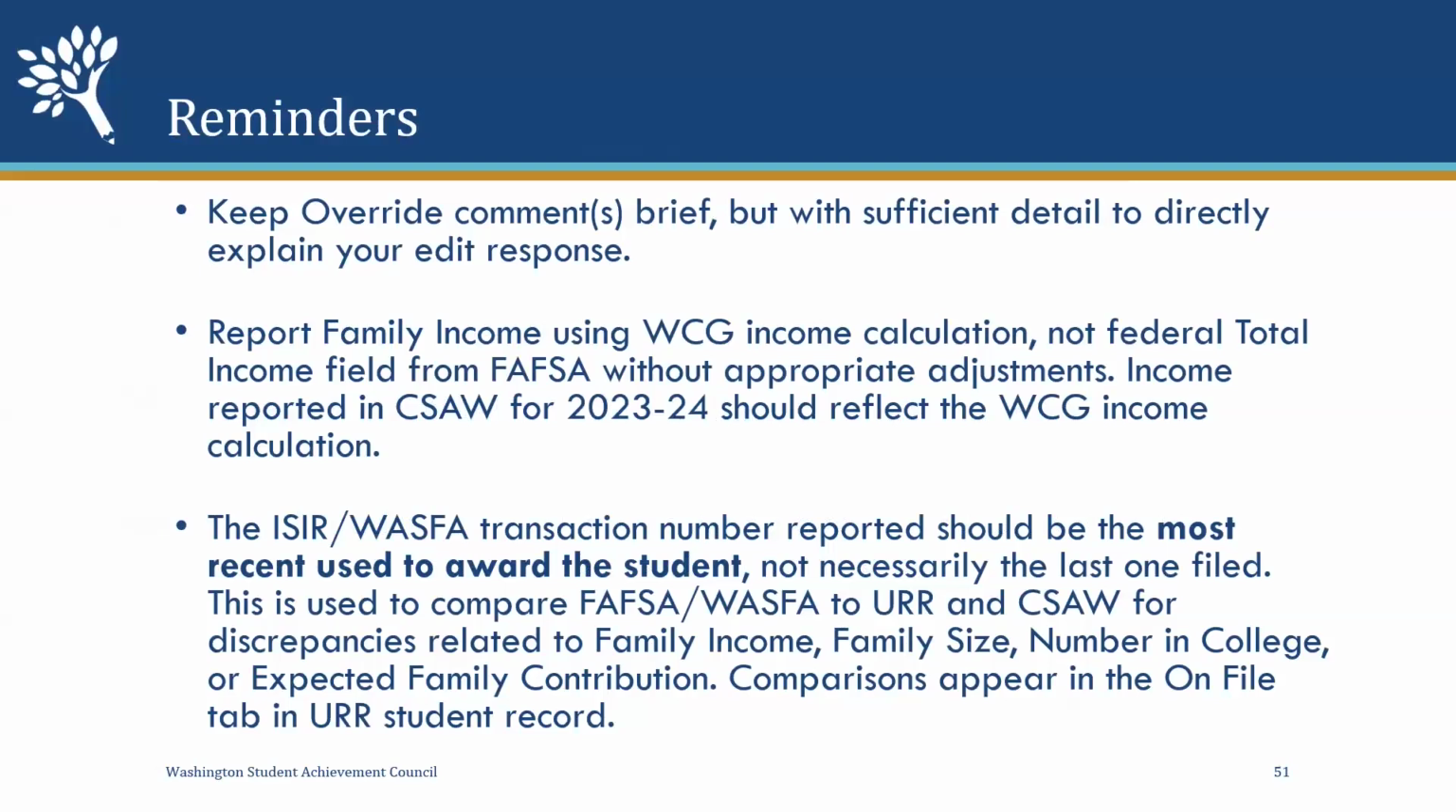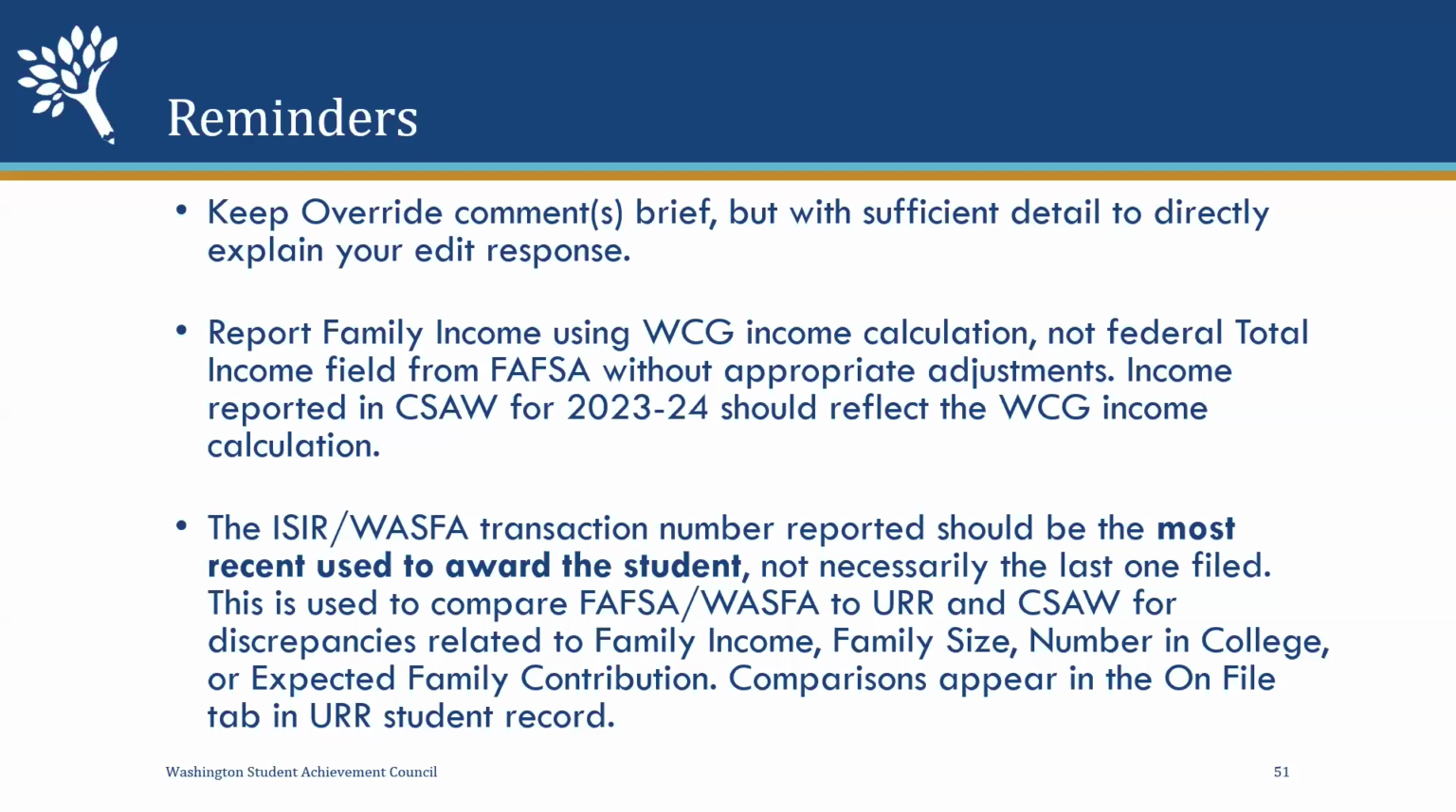So some reminders on the edits. Keep your override comments brief, but with sufficient detail to directly explain your edit response. What might make sense to you is a little bit confusing for us, so make sure it answers the question or what the error is. Report family income using the WCG income calculations, not federal total income field from the FAFSA. So income reported in CSOF for 23-24 should reflect the WCG income calculation.